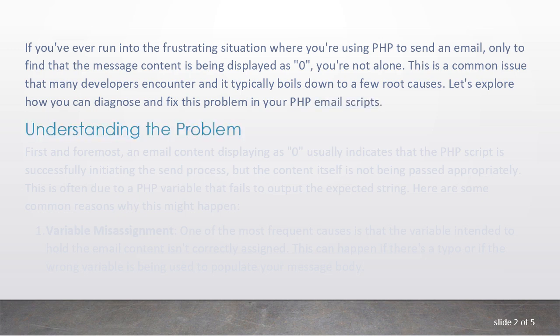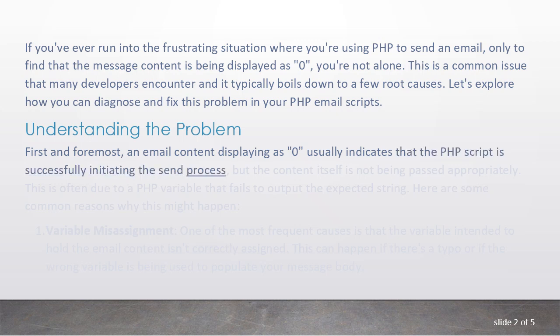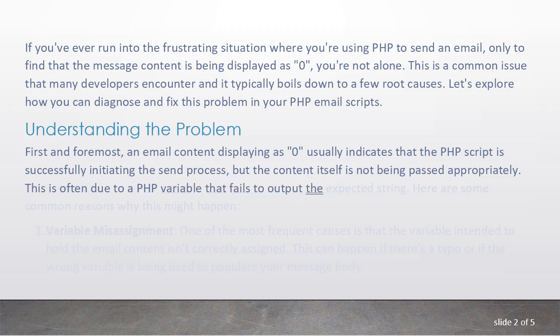Understanding the problem. First and foremost, an email content displaying as 0 usually indicates that the PHP script is successfully initiating the send process, but the content itself is not being passed appropriately. This is often due to a PHP variable that fails to output the expected string. Here are some common reasons why this might happen.